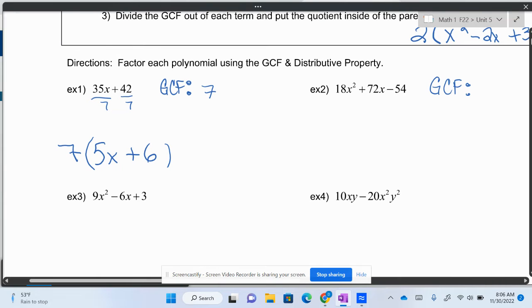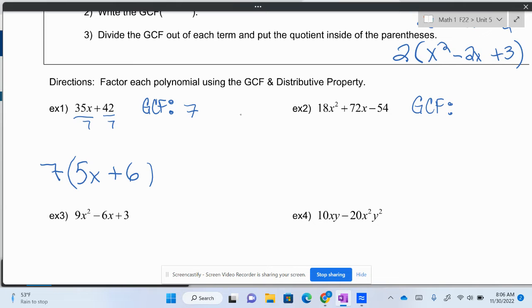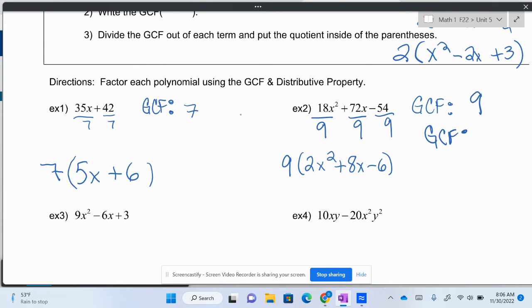Look at number 2. What do you think the greatest common factor is there? 9. Okay, let's try that. So I'm going to put a 9 out there, and I'm going to divide everything by 9. And when I divide everything by 9, I end up with 2x squared, 72 divided by 9, positive 8x, negative 54 divided by 9 is a negative 6. It's 18. Yeah, so really we want to take everything and divide it by 18.